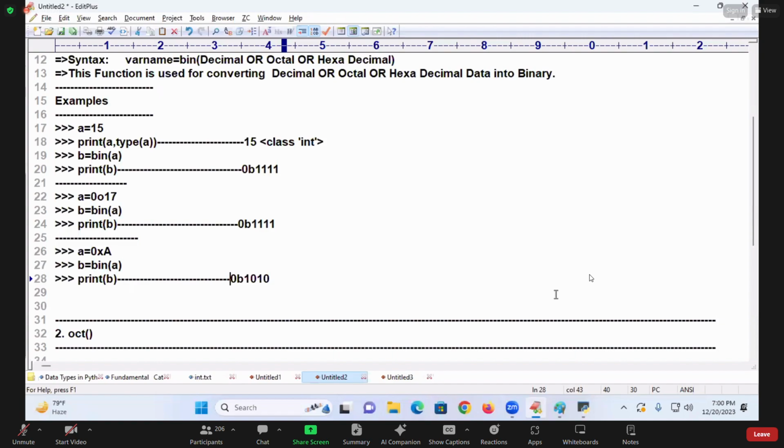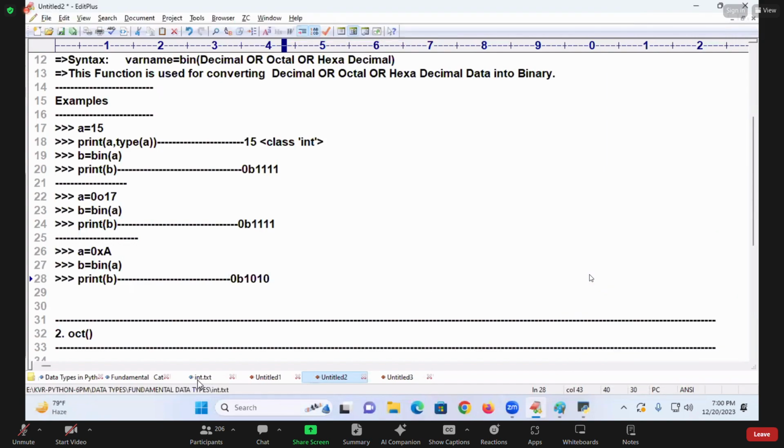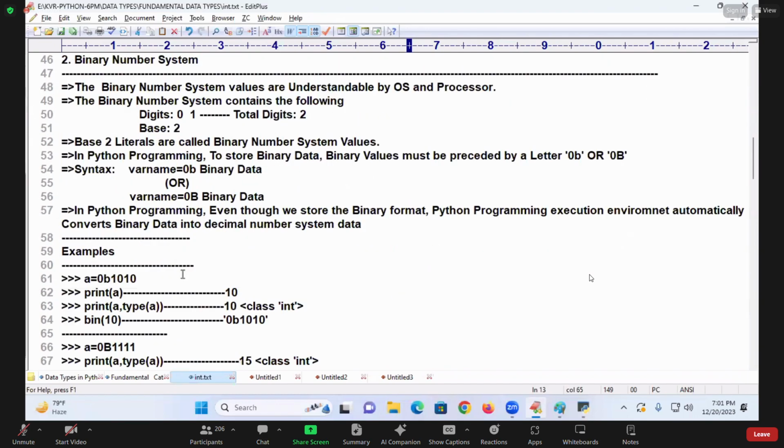How to print a decimal, as it doesn't have any function? Shiva is asking, how to print a decimal as it does not have any function? You need to read my notes carefully. Any doubt that comes is a part of my notes, 100%. Look at where I represent.